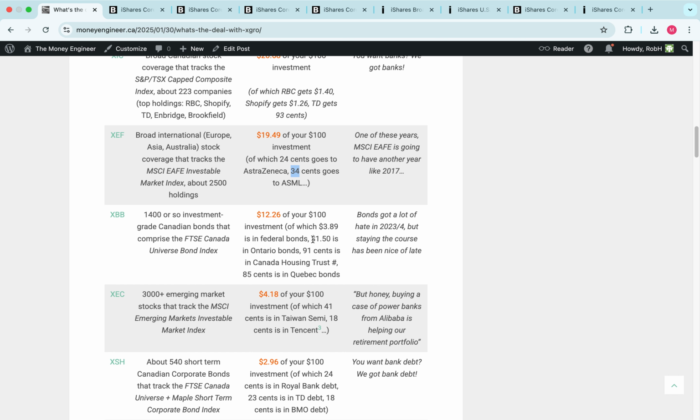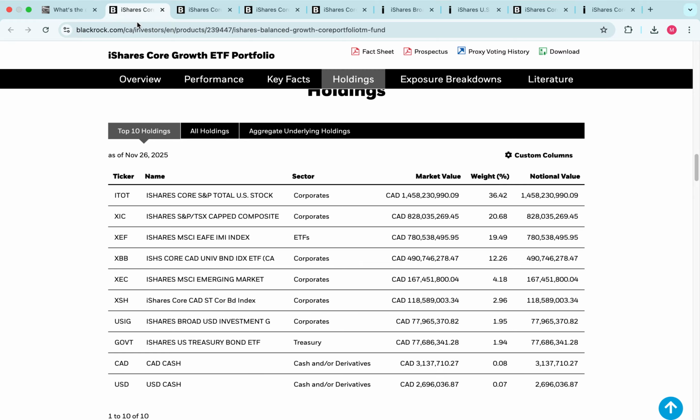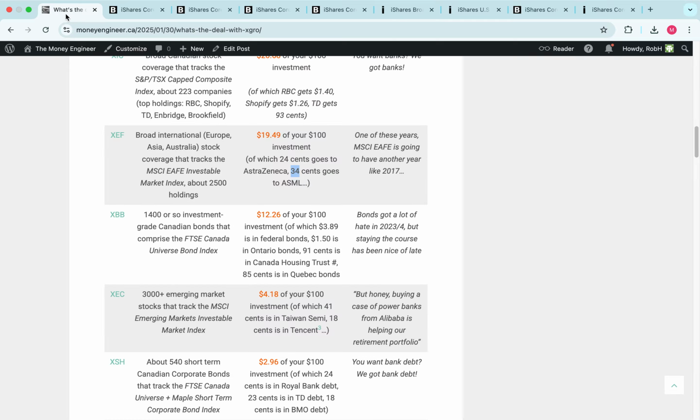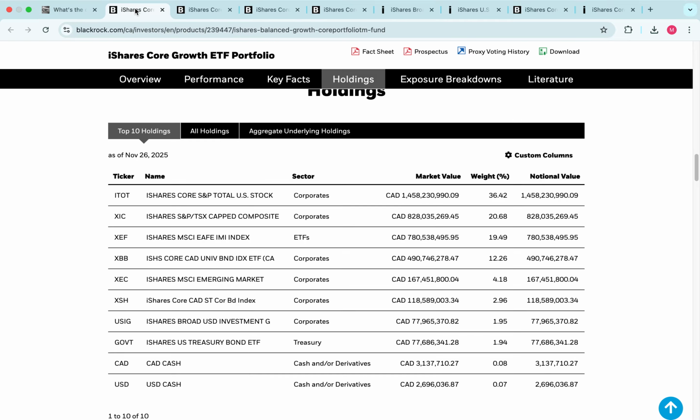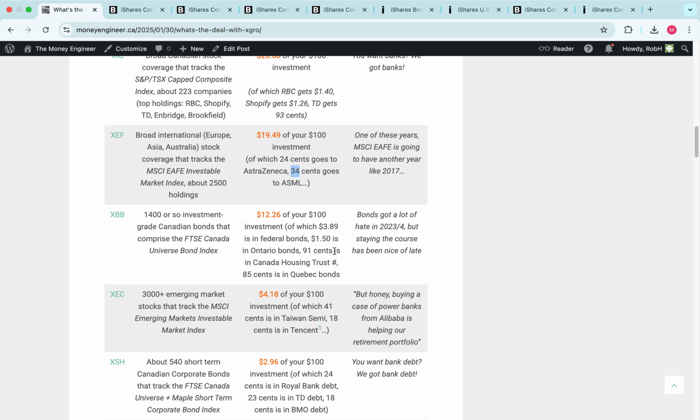Then XBB, same idea here. I don't think I'll bother with the breakdown, but you can see in the XGRO breakdown, $12.26 in XBB. You've got $4.18 in XEC over here, and so on and so on. So you can very quickly get a sense of what's inside of XGRO.